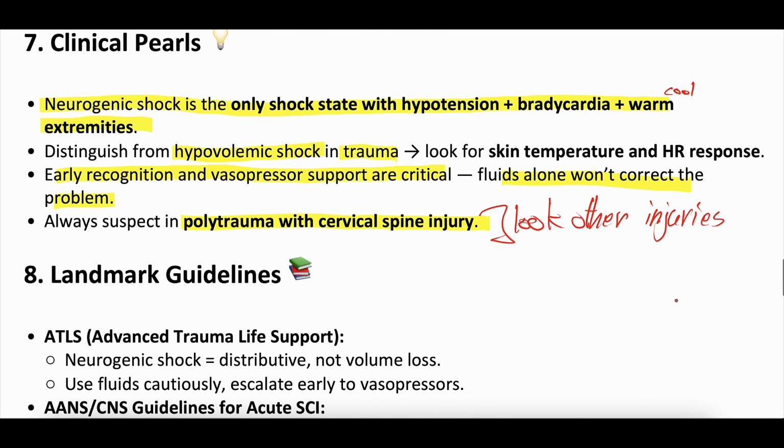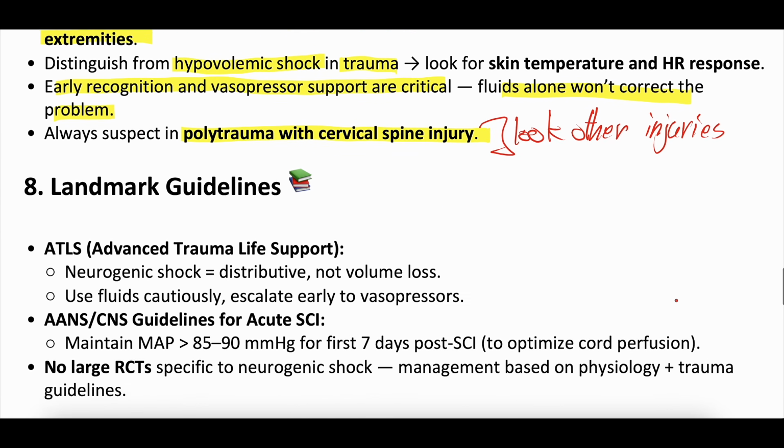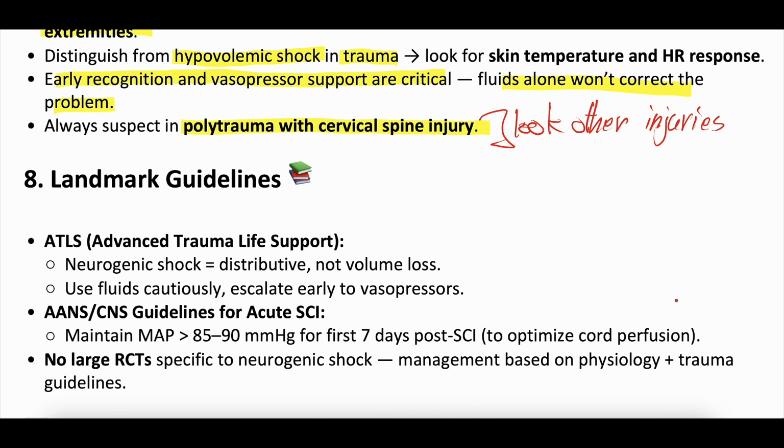We always put a little bit of literature on here. We usually don't deep dive on it, but we wanted to leave it here just so y'all have it. Some Advanced Trauma Life Support material on neurogenic shock. Some acute spinal cord injury material about maintaining a higher MAP. And then there aren't a lot of large RCTs specific to neurogenic shock, just as an FYI when we're thinking about the evidence-based approach to these patients.